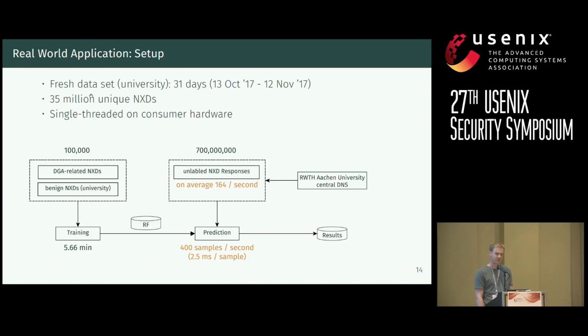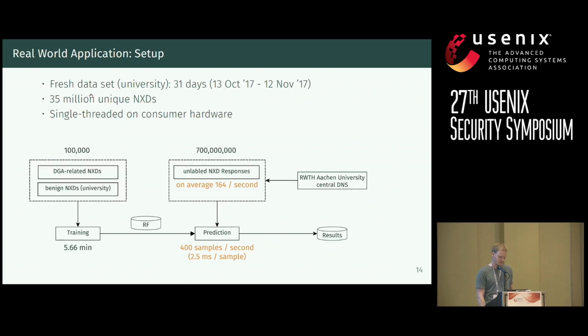And for our real-world application test, we trained a fresh random forest classifier using a set size of 100,000, and then used this classifier to predict all 700 million NX domain responses we recorded, which is equivalent to, on average, 164 NX domain responses per second. And due to our performance measurements, FANCI is able to perform prediction for 400 samples per second, which allows us to conclude that FANCI is, in terms of performance, real-world applicable.